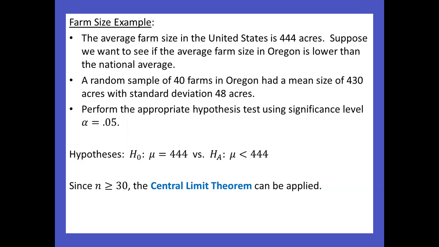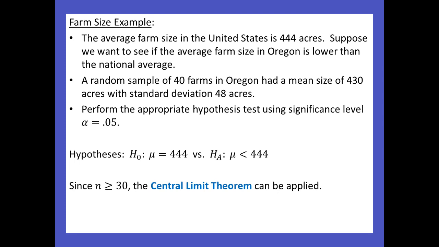For this example, that first bullet point says the average farm size in the U.S. is 444 acres. And we want to see if the average farm size in Oregon is lower than the national average. Going down to the hypotheses, those you can put together based off of that first bullet point. Lower than the national average, if mu is the average farm size in Oregon, we're looking for evidence that mu is less than 444. So that's our alternative. Then the null should be that mu equals 444.